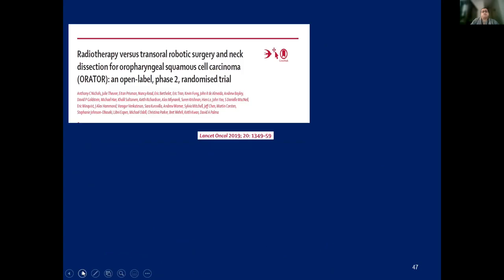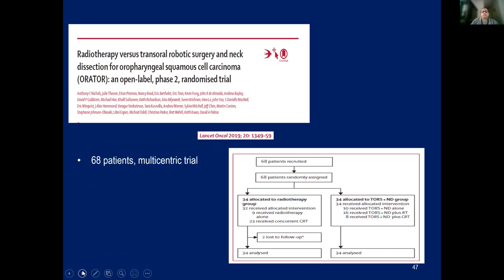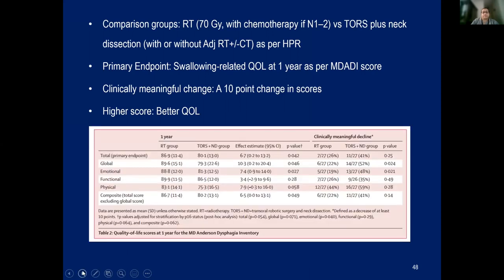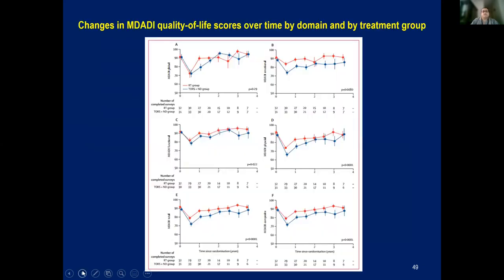Based on this, of course, we all know about the ORATOR 1 and the ORATOR 2. The ORATOR 1 was a randomized trial, randomizing 68 patients, with the primary endpoint of trying to see a reduction in the toxicity, the quality of life, which should have been a 10-point difference. But if you look at the study, you see that the difference between the 2 arms, though RT turned out to be superior, was not a 10-point difference, but it was still statistically significant if you look at the various domains of the MDADI.